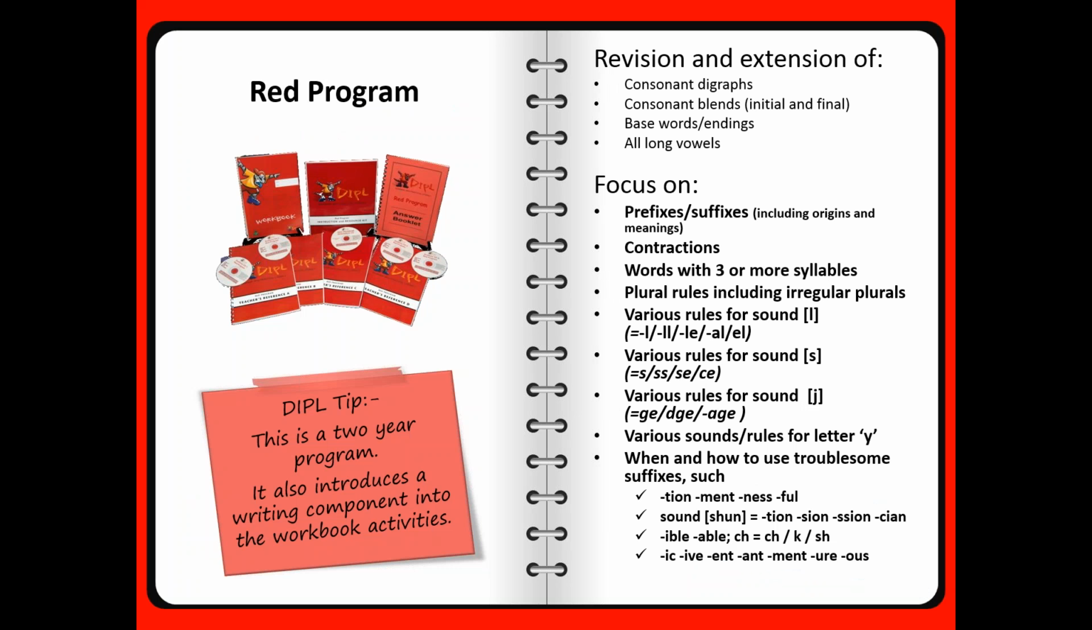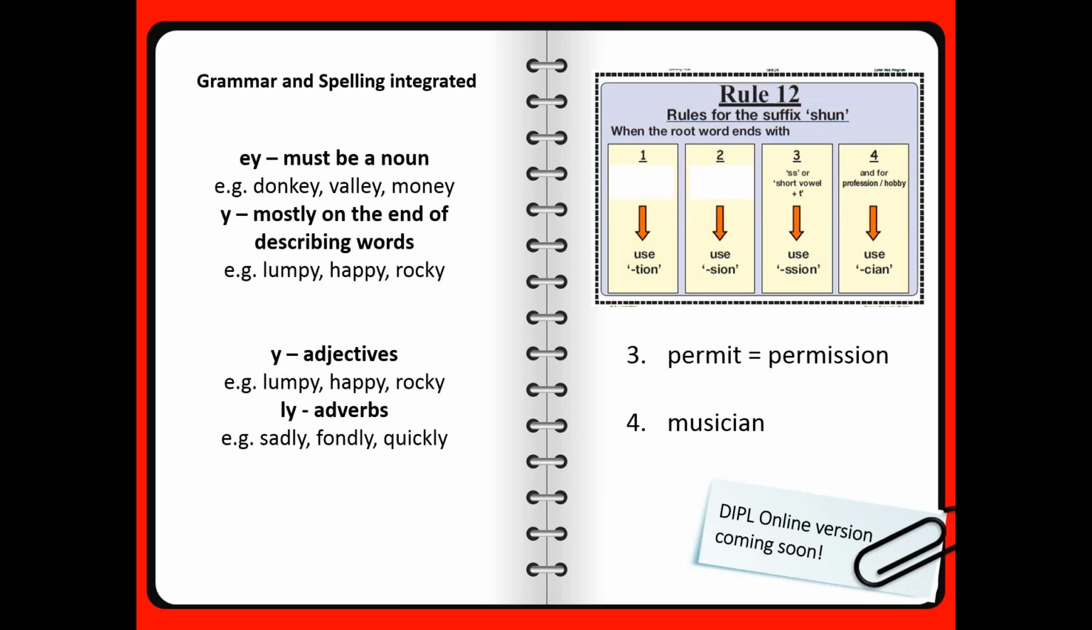Our red program is our 5-6 program. This again is a 2-year program and it has a writing component in the workbooks. The information in the red program is too comprehensive to list it all, but some things that are focused on are things like further prefixes and suffixes, words with 3 or more syllables, irregular plurals, various rules for tricky sounds, and troublesome suffixes. It also has a red online program which will be available in 2016.